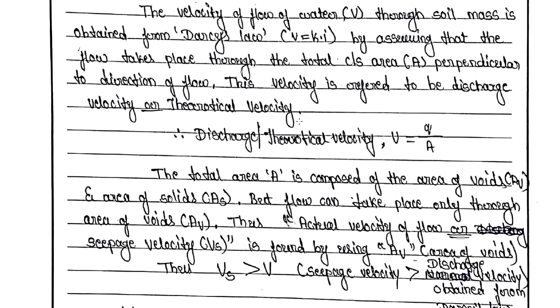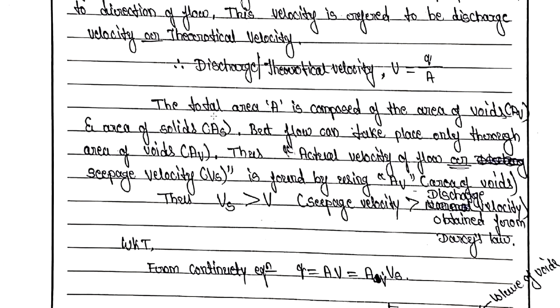But remember, flow will not occur through entire soil mass. Flow will only occur through voids. So this is very important point. So flow will not occur through entire soil mass. So flow is only going to occur through the voids. So the total area is composed of area of voids and area of soil solids. But flow can only take place through area of voids.